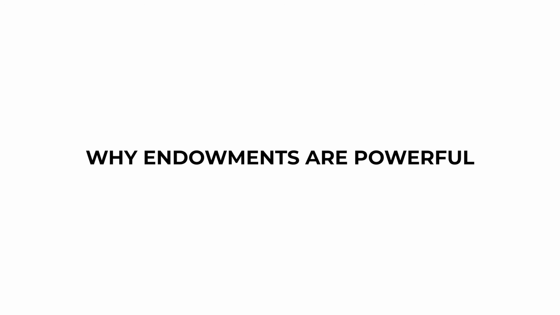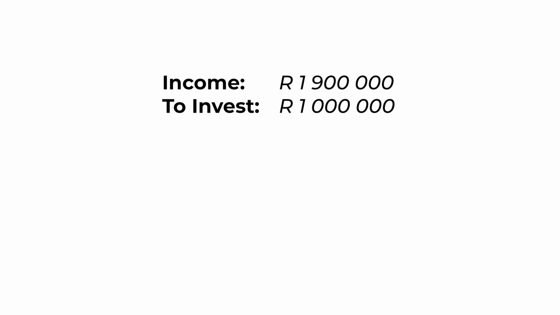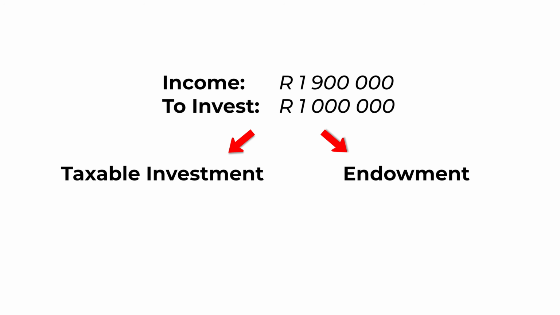Alright, so let's say Frikkie, who earns 1.9 million Rand a year, has 1 million Rand to invest. He can either put it in a normal taxable discretionary investment or in an endowment, both giving him a 10% return over a year. If he invests everything in equities, he would have made a capital gain of 100,000 Rand.